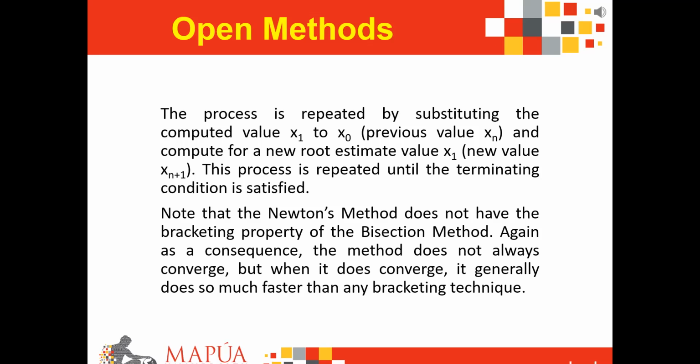Note that Newton's method does not have that bracketing property, much like the bisection method seen in the bracketing techniques. Again, as a consequence, this method does not always converge, or some initial values for this particular technique give you a divergent solution. However, when it does converge, it generally does so much faster than any of the bracketing techniques.